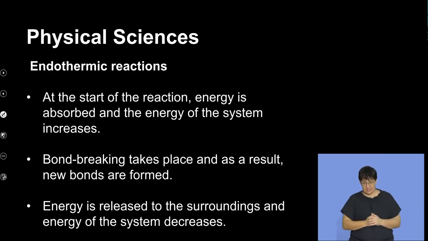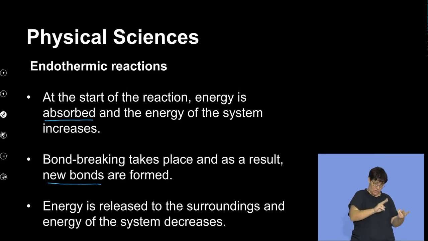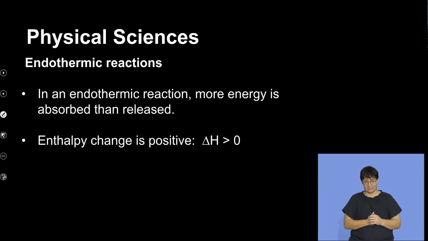So in an endothermic reaction, in a nutshell, at the start of the reaction, energy is absorbed like in any other reaction, and the energy of the system increases. Then bond breaking takes place, which results in the new bonds being formed. And while we form new bonds, energy is released. So the release of energy is coupled with the formation of new bonds to the surroundings. That's why there is a decrease in the energy of the system. Now we're just trying to explain the profile. So in an endothermic reaction, more energy is absorbed than released. This is what we take home.